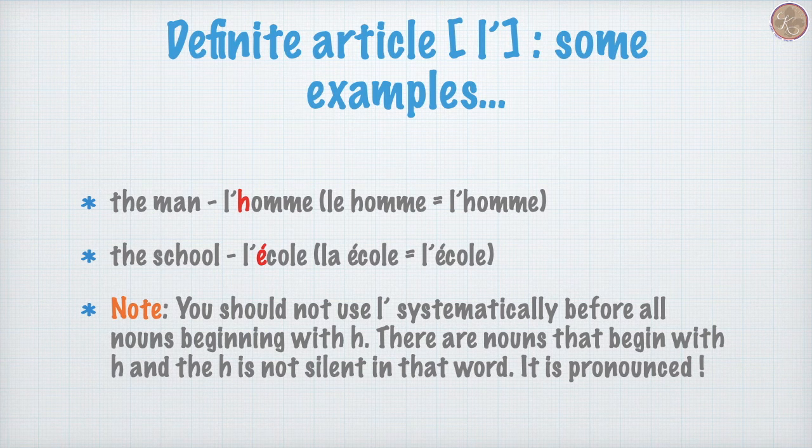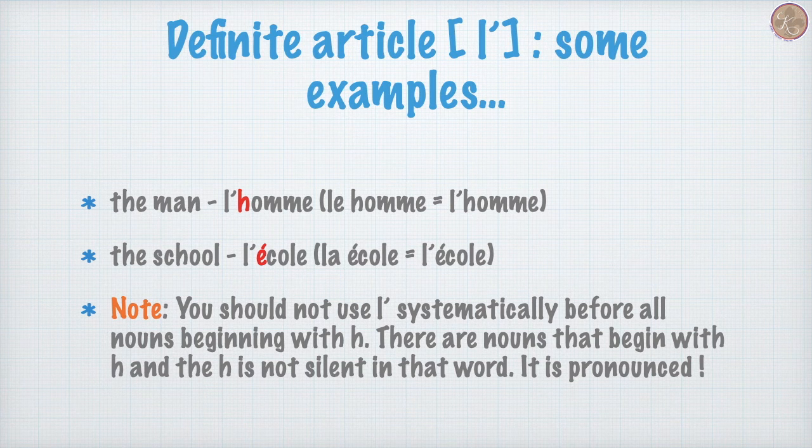Second one, the word in French for school is école. It's a feminine noun. The spelling begins with the vowel E. So instead of using la école, you have to use L apostrophe, l'école. Again, these are phonetic reasons. Two vowels colliding, the article ending in a vowel and the noun beginning with a vowel or a silent H. So for phonetic reasons, you drop the e or the a from the definite article and you use L apostrophe instead.